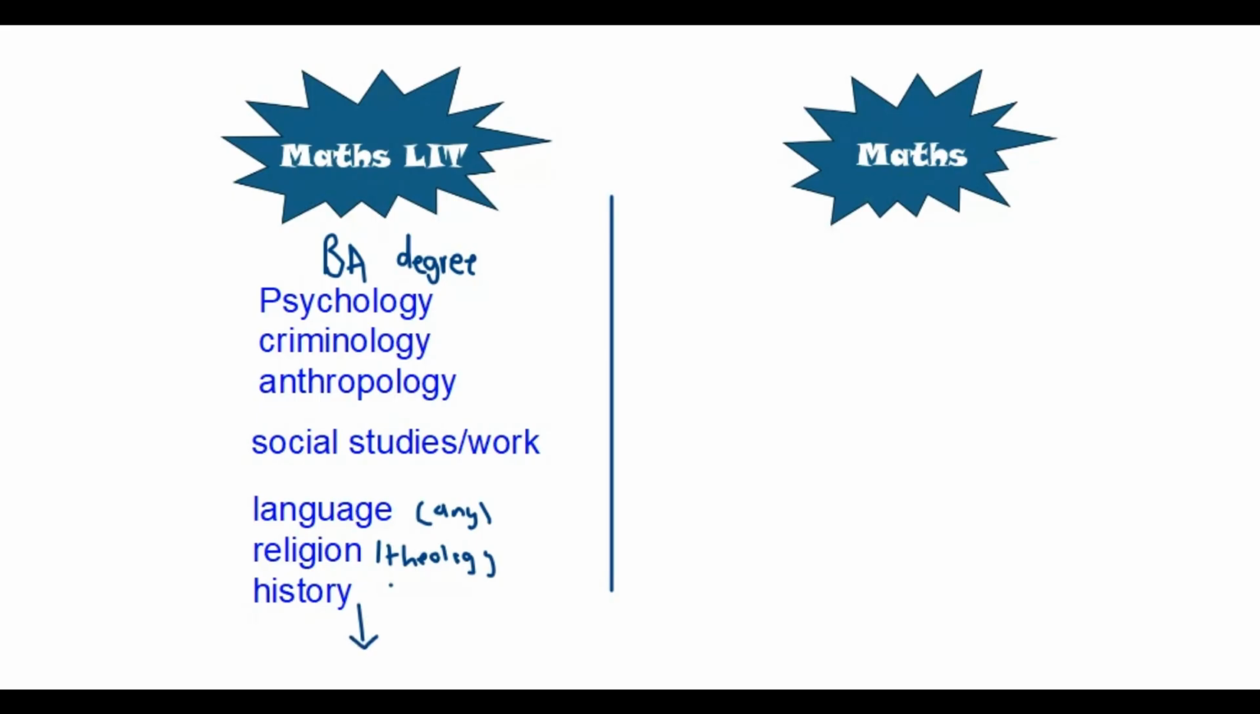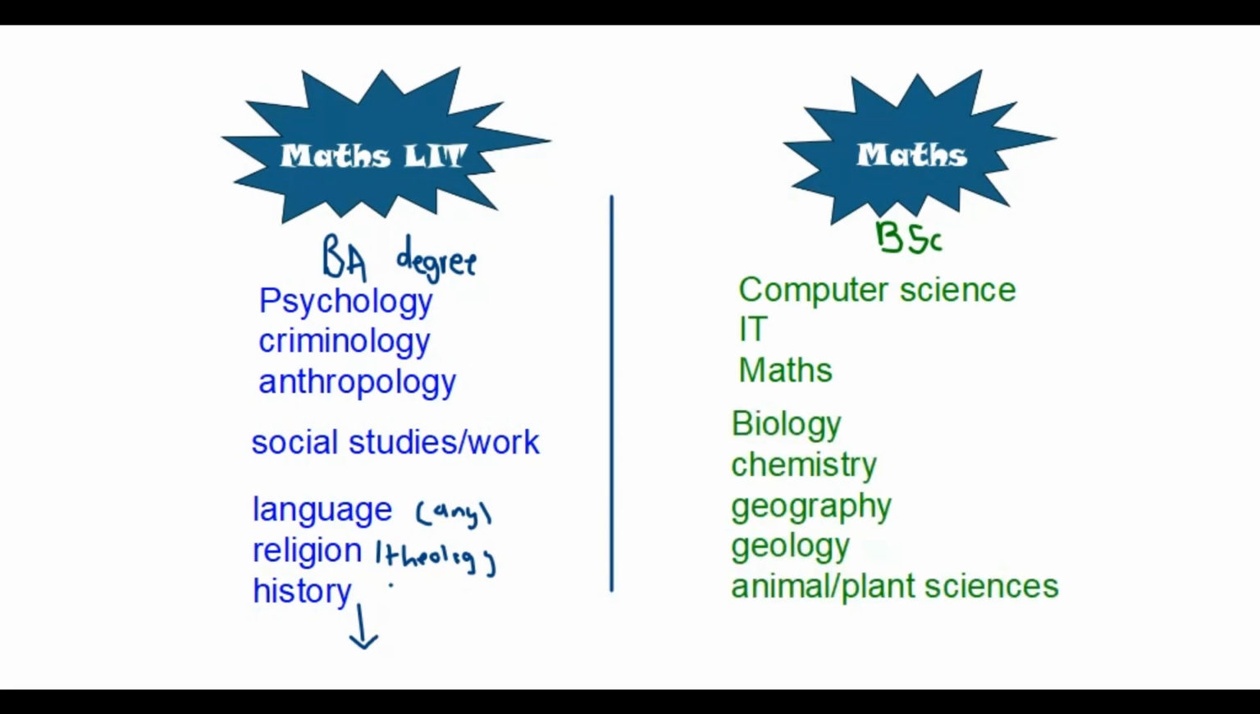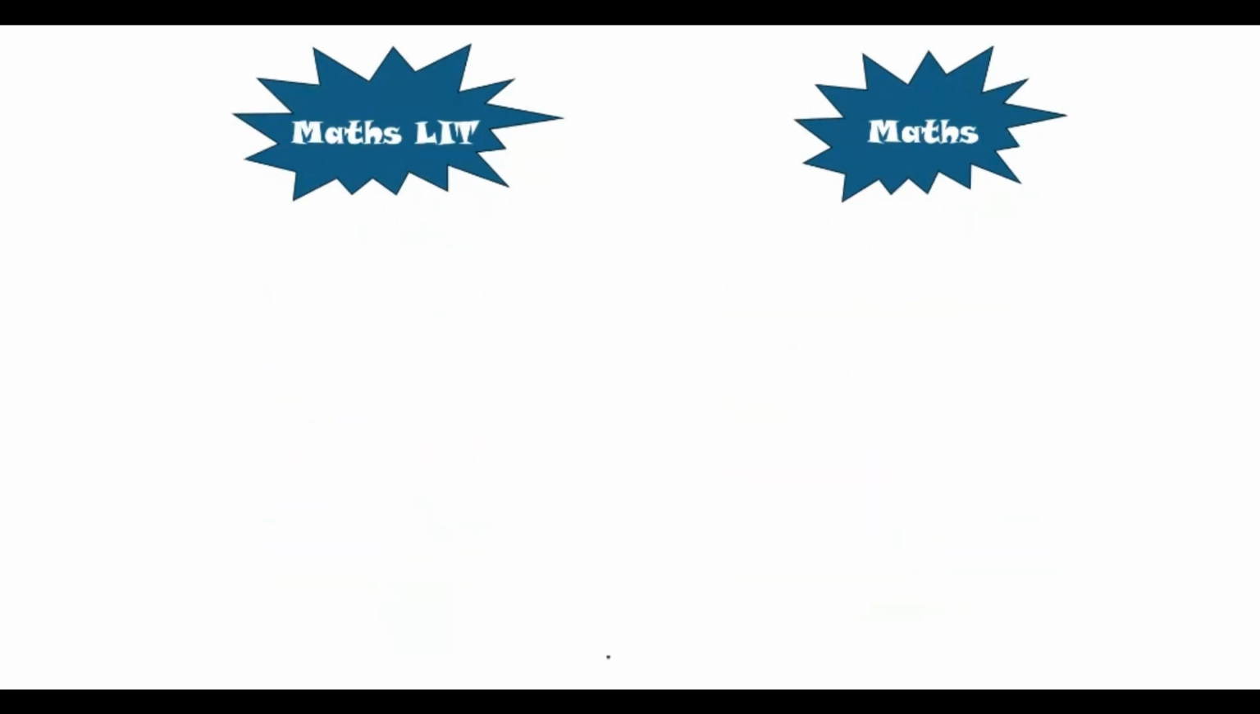However, on the other side of things, the maths side, when you want to study a degree with a BSc in front of it, okay, Bachelor of Science, you need maths for degrees like computer science, IT, obviously mathematical degrees, but also things related to biology, chemistry, geography, geology, animal or plant sciences. This is something like botany, as well as veterinarian sciences. So just something to consider. Let's continue, the list goes on.